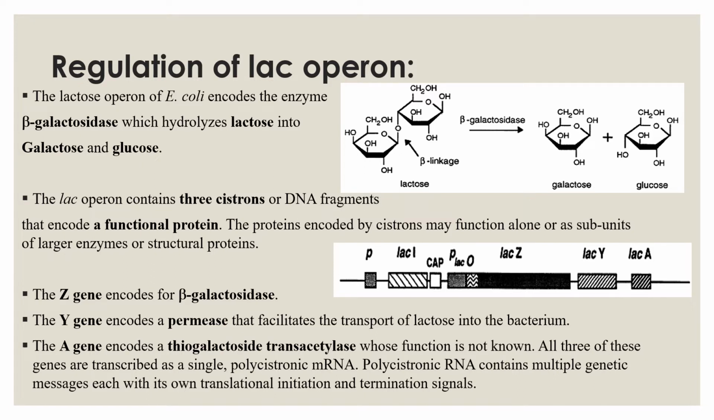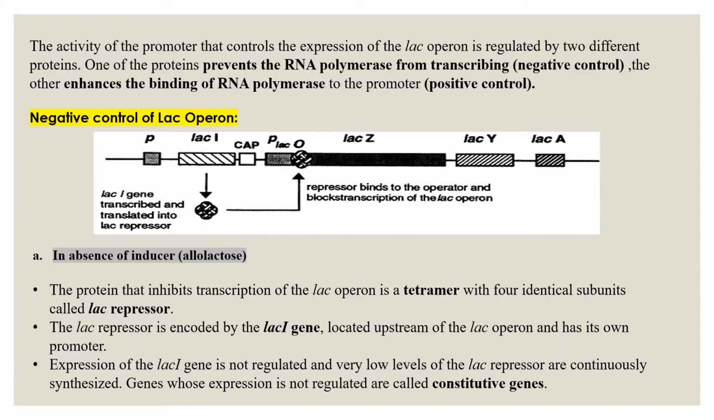All three of these genes are transcribed as a single polycistronic mRNA. Polycistronic RNA contains multiple genetic messages, each with its own translational initiation and termination signal. The activity of the promoter that controls the expression of the LAC operon is regulated by two different proteins.